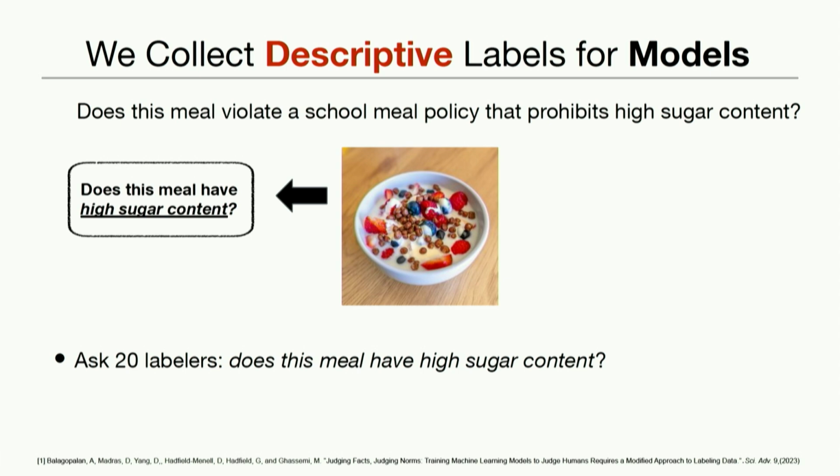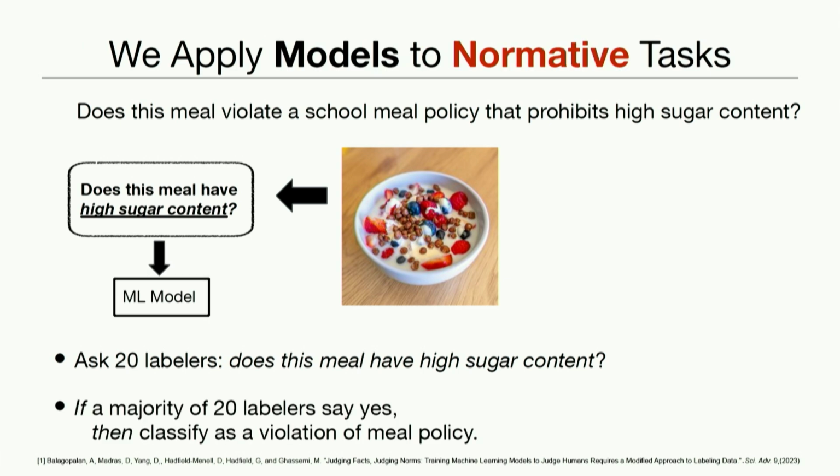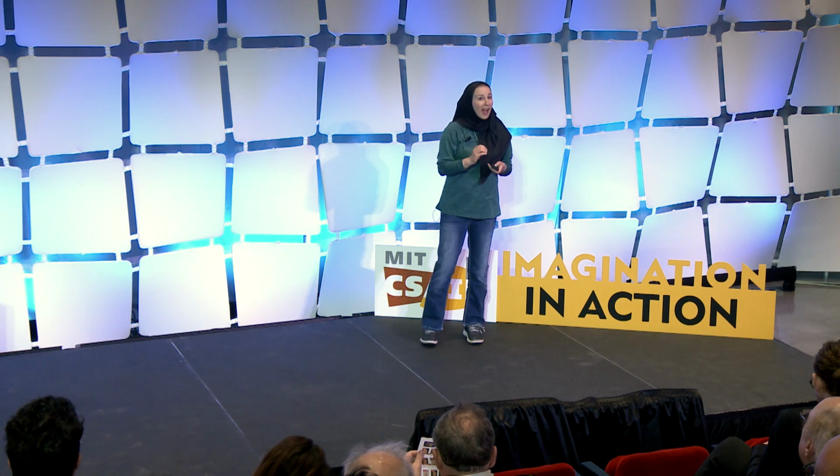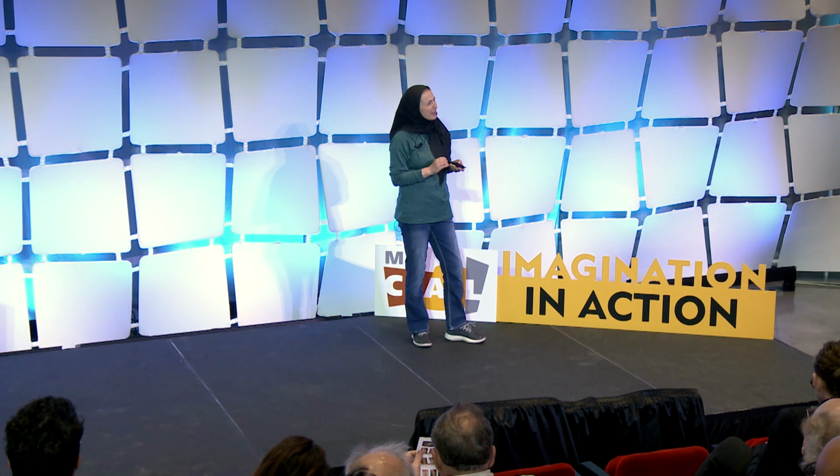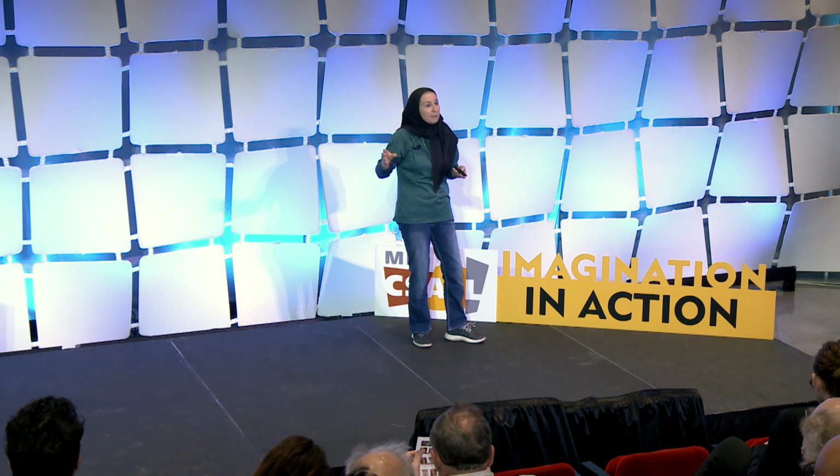The way that we would do this is we would give this image to labelers and ask them, does this meal have high sugar content? And then we would build a machine learning model that classifies this meal according to the majority label. However, we wanted to know, how would this differ if we actually asked people the question in context? In one setting, we're asking them the factual label, and in the other, we're asking them the normative question that this data is going to be applied to.